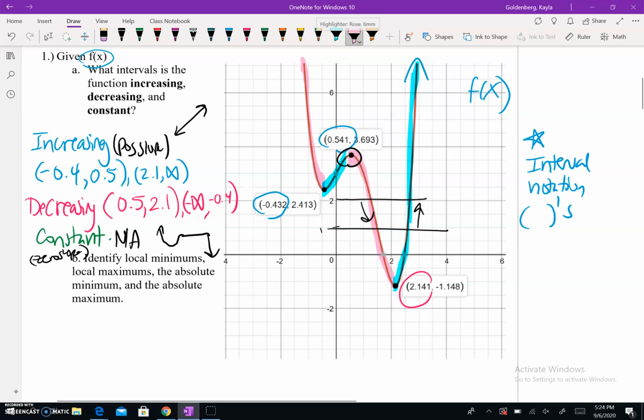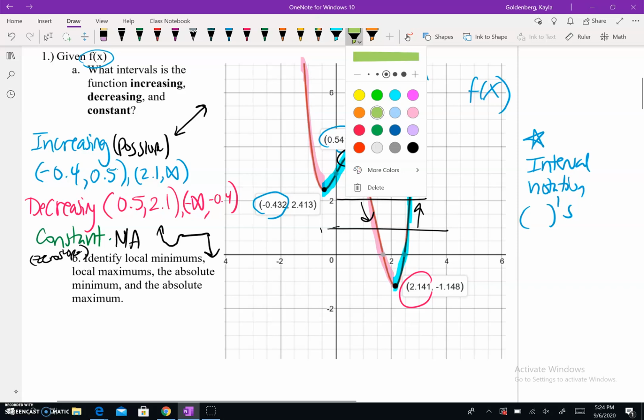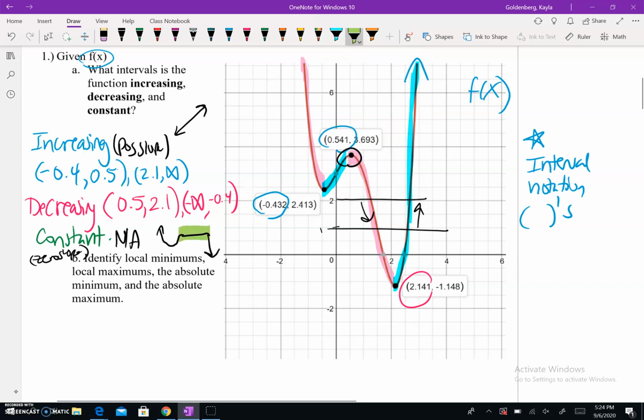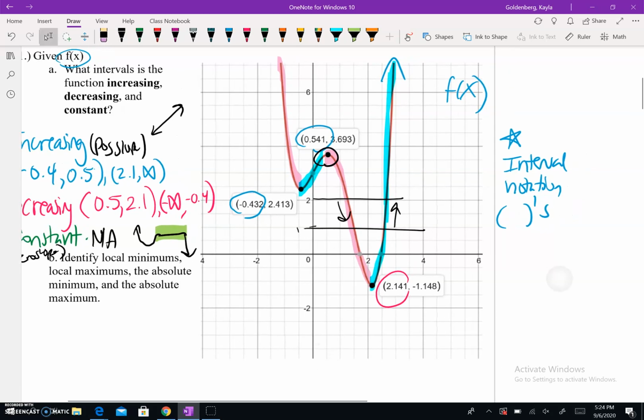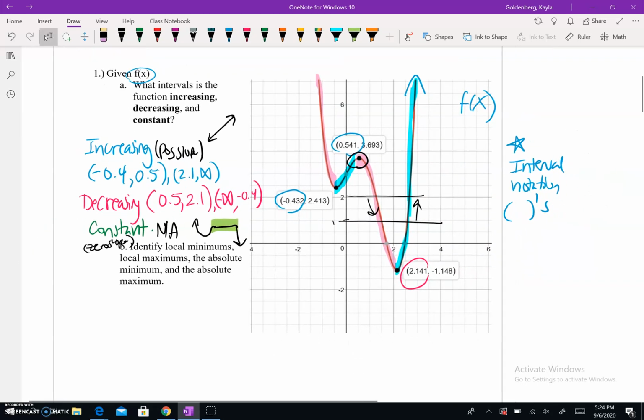The constant area would be right there where you have a horizontal line, a slope of 0. So that's what you would look for. And then something else you sometimes will want to think about is these crux points, points where we switch. Those are your maximums and minimums.